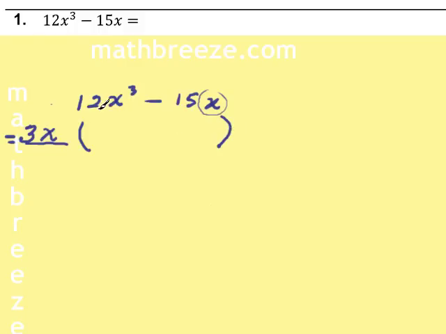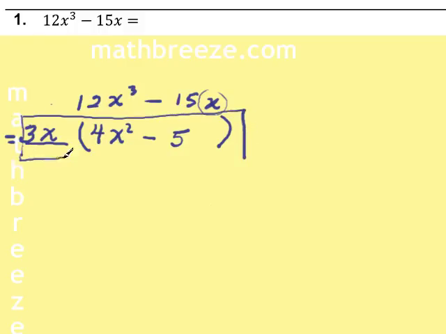Then we say 12, we pull out factor 3, we're left with factor 4. 3 times 4 is 12. X cubed, we pulled out x, we're left with x squared. 15, we pulled out factor 3, we're left with factor 5. And x was pulled out. All right, so this is factored. Basically, it's division, or you could think of it as the opposite of a multiplication.